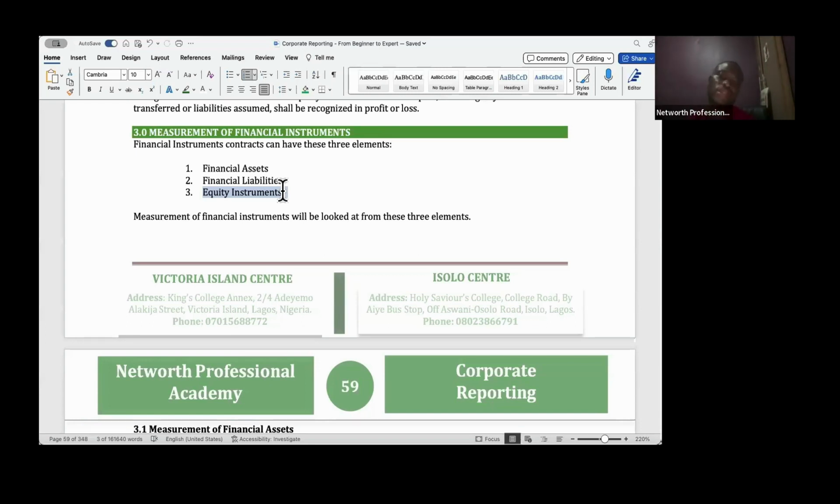The standard didn't really talk about how you measure equity, because it depends on the country. In Nigeria, you measure your share capital at nominal value, and this nominal value is usually obtained from the CAC documents. That's where you get your nominal value. And usually, where you issue your shares above the nominal value, that means there will be a premium, which you are going to recognize in a share premium account. And that is it for equity. So the focus here is majorly going to be on financial assets and financial liabilities.